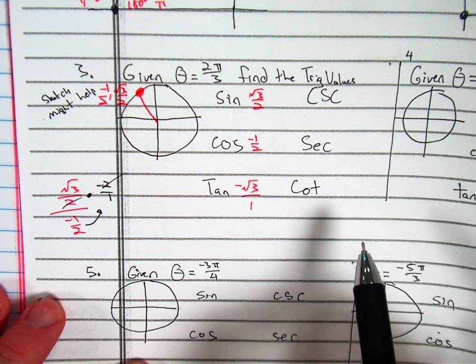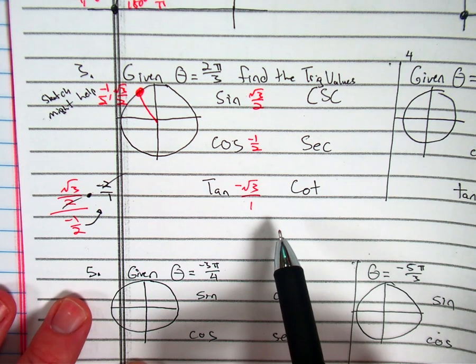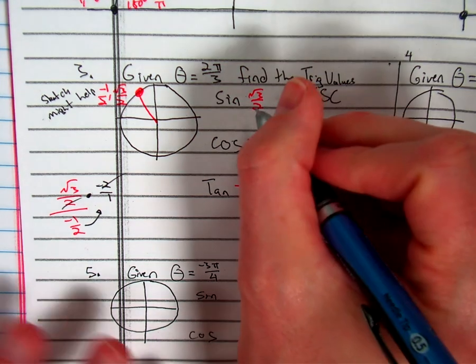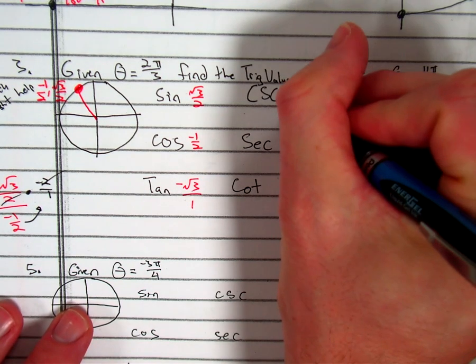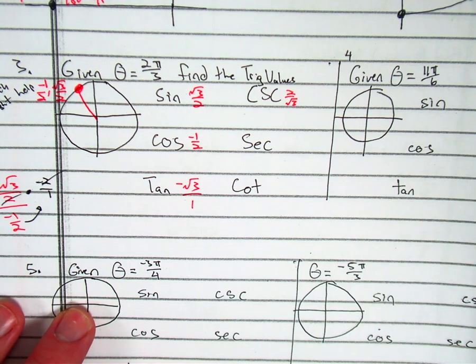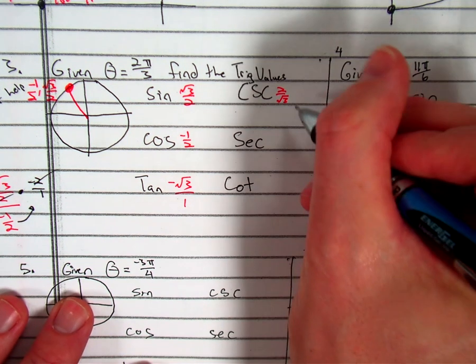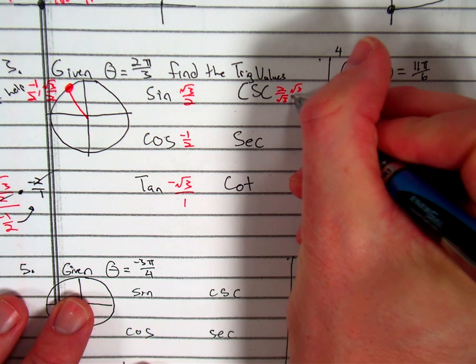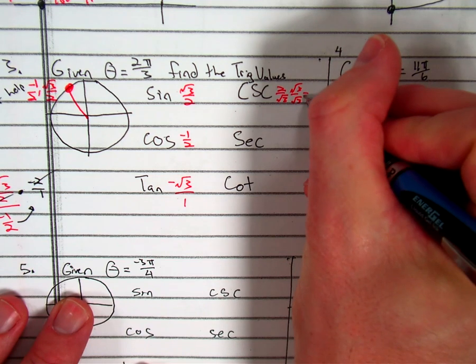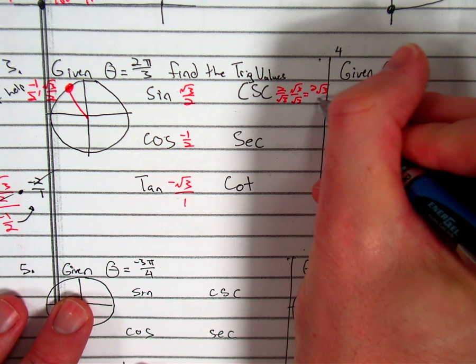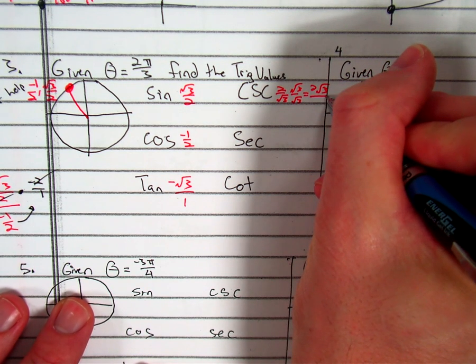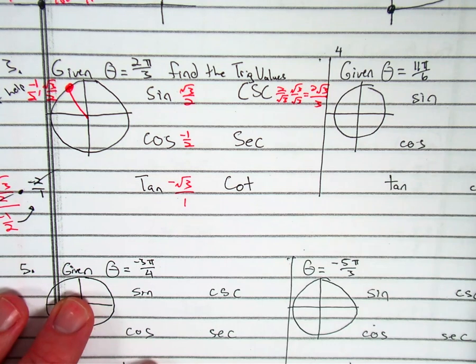Now for the reciprocals. We're going to flip these. So when I flip the 2 over radical 3, now the radical 3 is on the bottom. That's no good. So I need to do the fix-it trick. We're going to multiply radical 3 top and bottom, and we'll have 2 radical 3 over regular 3.